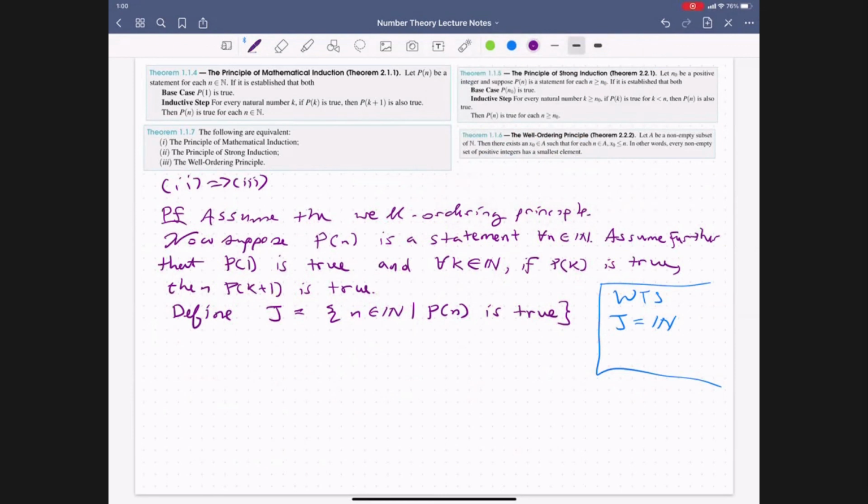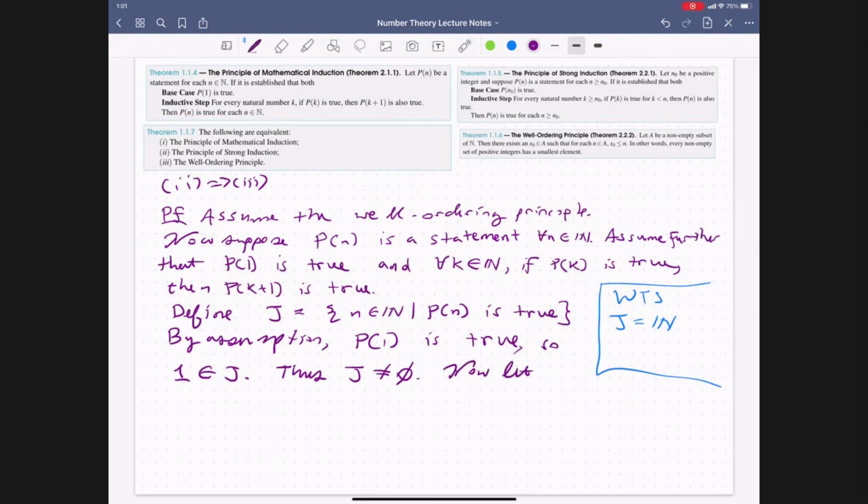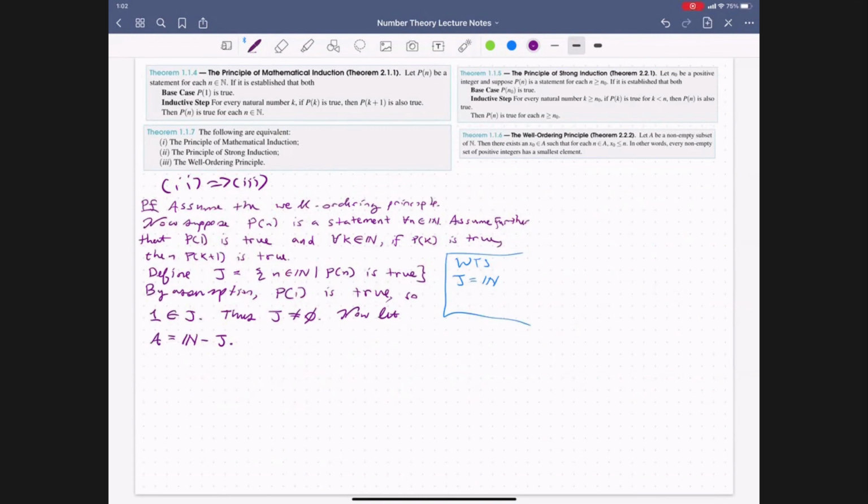Alright, so observe. By assumption, P of 1 is true. So 1 is in J. So we have this here for a fact. So we know that J contains 1, so it is non-empty. And now, what we are going to do is look at the complement of J in the naturals, the natural numbers minus J. Okay, so we have this here.